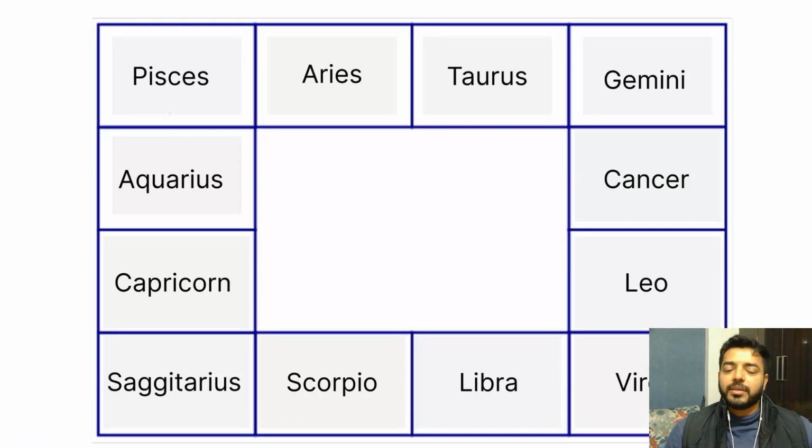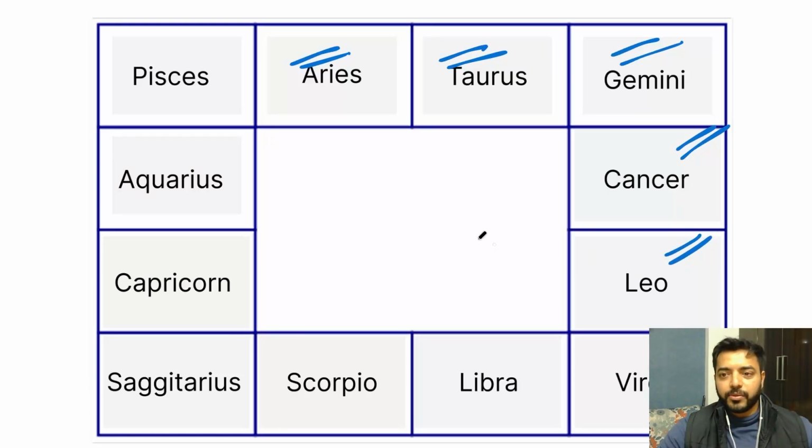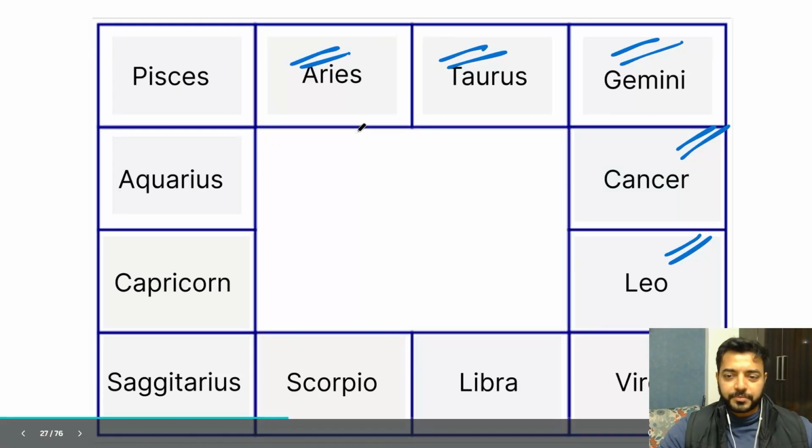And these zodiac signs are fixed in a house. So this house is always going to be Aries. This house is always going to be Taurus. This house is always going to be Gemini. This house is always going to be Cancer. This house is always going to be Leo. So this is how our Vedic astrology chart is designed.